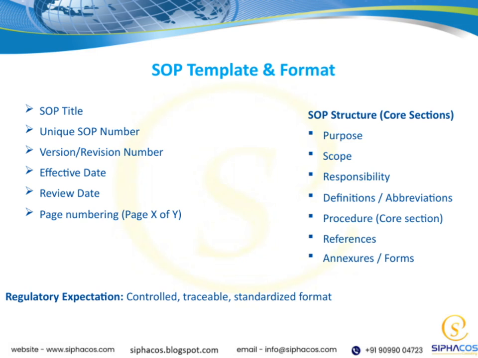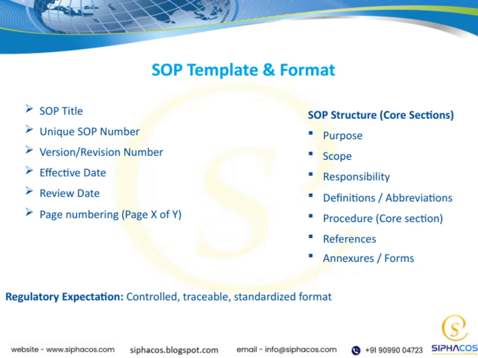The procedure itself is the core section. Here, we detail the step-by-step instructions that need to be followed. After that, references provide links to related documents or standards supporting the procedure. Annexures or forms are included for any supplementary materials or documentation needed. Moving on to the SOP template and format, several key elements are essential. The SOP title clearly states what the document is about.